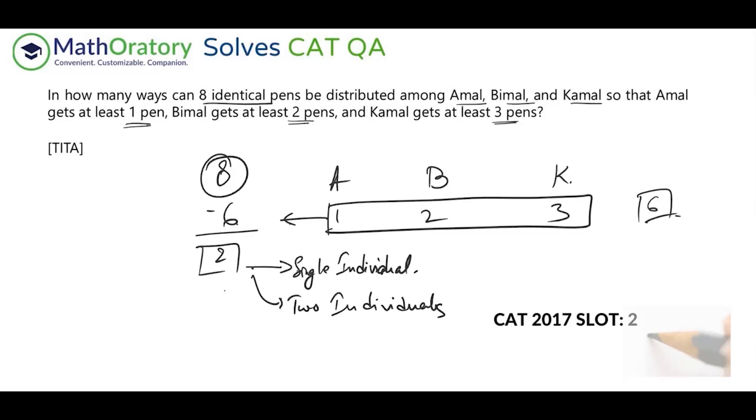So for a single individual, all you have to do is choose that individual. So 3C1, you don't even have to do 3C1. You just need to count three different individuals. So three ways to do that.